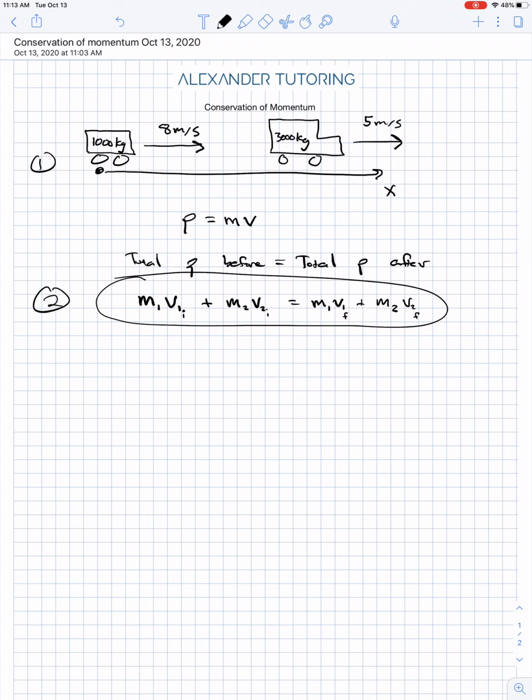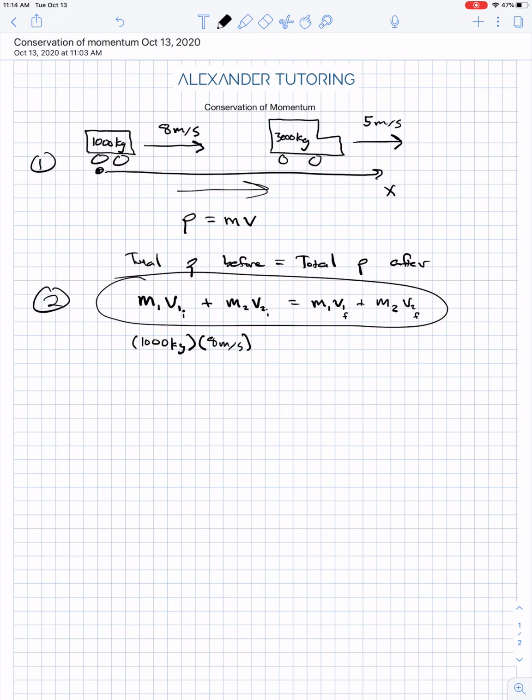Okay, so let's just go through it. The mass of the car, M1, is 1,000 kg times the initial velocity of the car, which is 8 meters per second. Now here's where we need to consider sign. In this case, the 8 meters per second is positive because we've defined positive to be to the right. Okay, so we're going to use a positive number. If for any reason an object was going to the left, we would have to use a negative number.